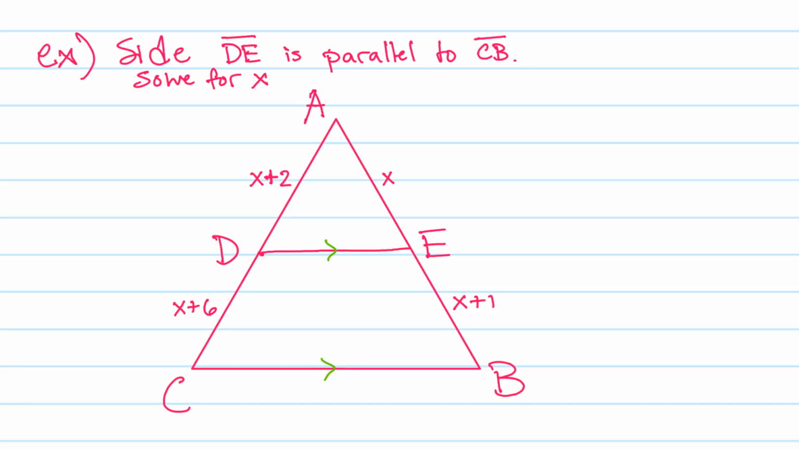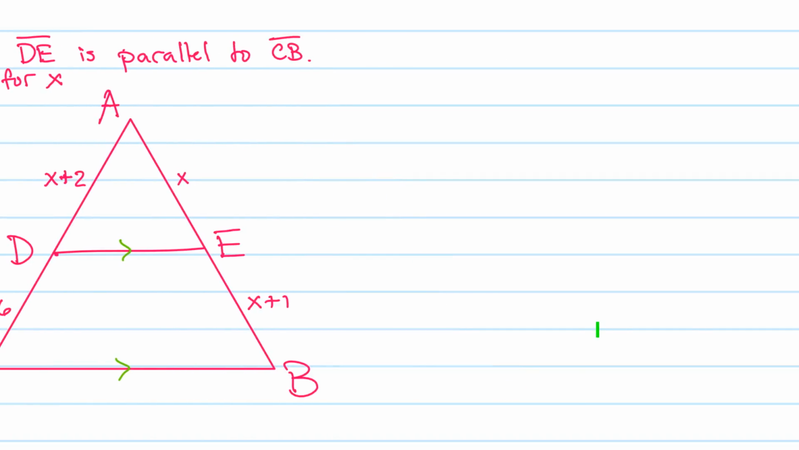First of all, how many triangles do you see here? 2. There is a small one. Does everyone see the small one? And then there is also this big one. Do you see the 2 triangles? Because DE is parallel to CB, these 2 triangles are what? Similar triangles.